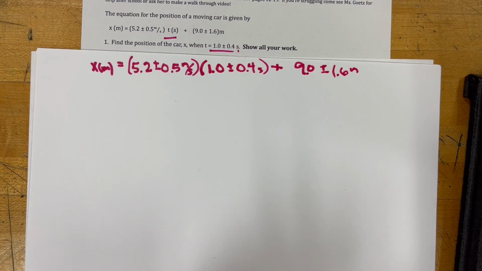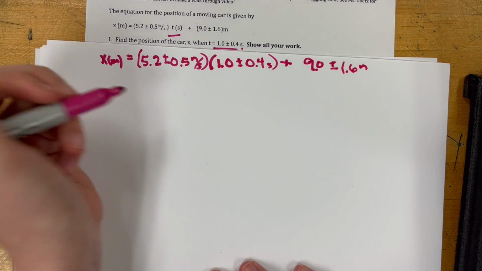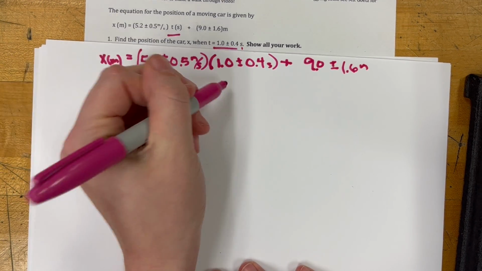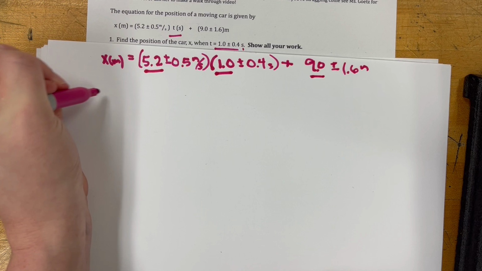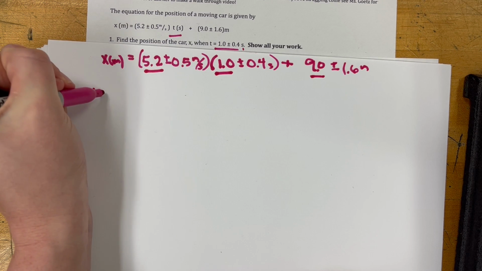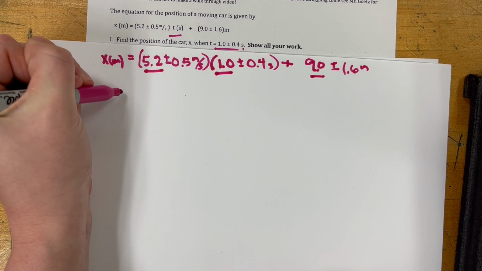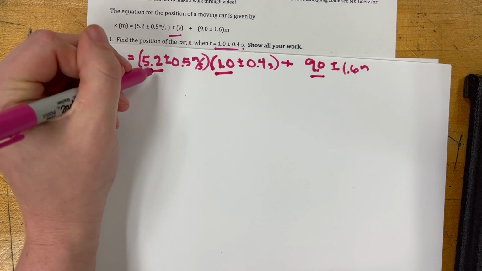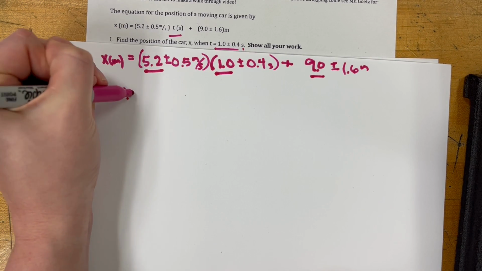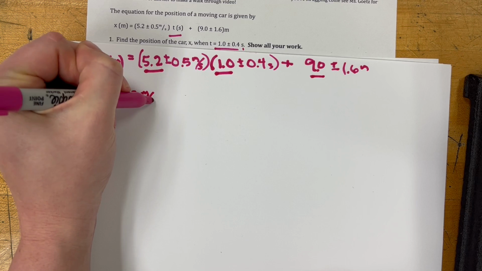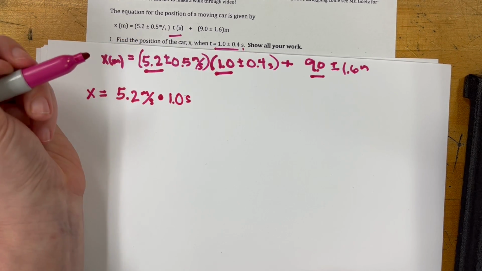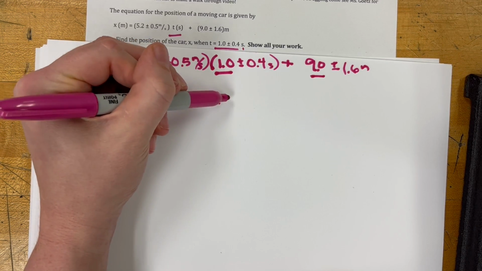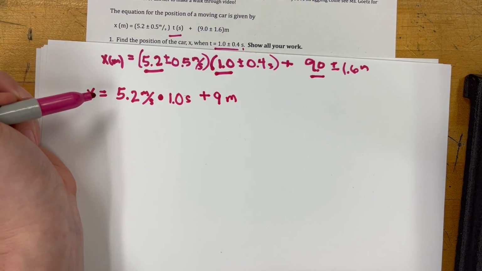So the first part of this problem is the easiest. We can go ahead and do the calculation with all of the values given in the problem. And I can say that the position x is going to equal the speed, in meters per second, 5.2 meters per second times 1.0 seconds plus 9 meters. So this is just the calculation that we're doing.